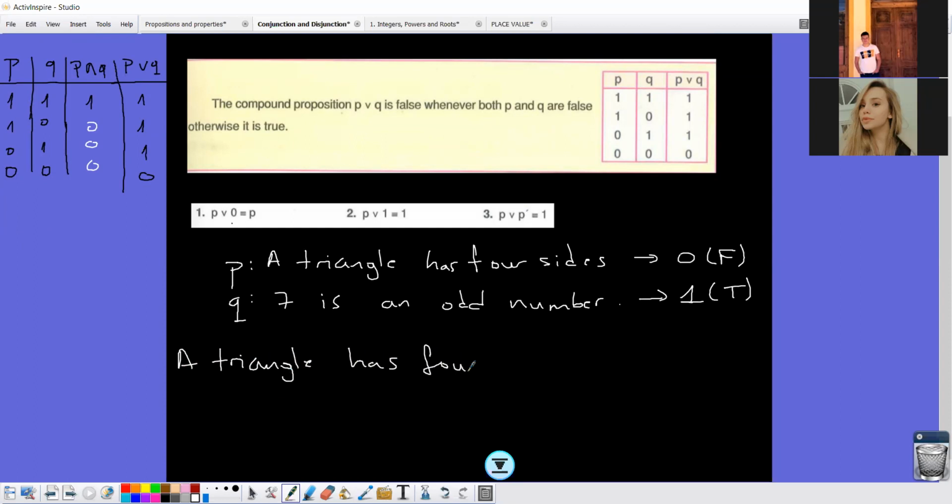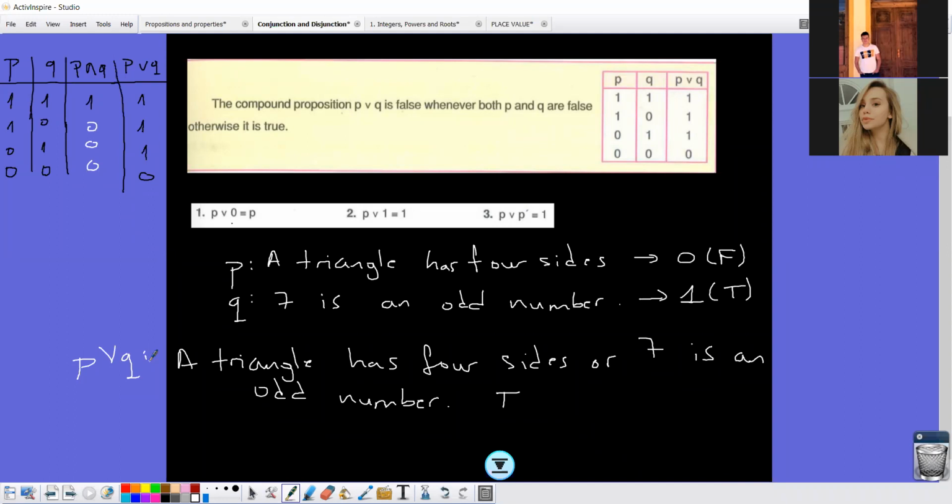has 4 sides or 7 is an odd number. So this compound proposition will be true because I'm saying or. Yes, it will be. A triangle has 4 sides or 7 is an odd number. Because I'm saying or here, I'm not saying both of them have to be true. One of them is enough to say that this one is true. Okay. Did you understand? Yes. In and, it's certain, and both of them have to be true to say that it is true. But when you have or, it means that one of them is enough.